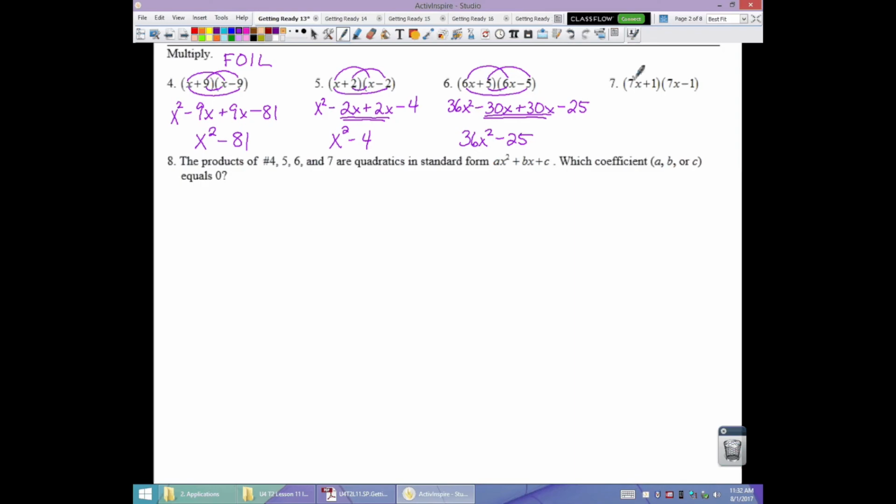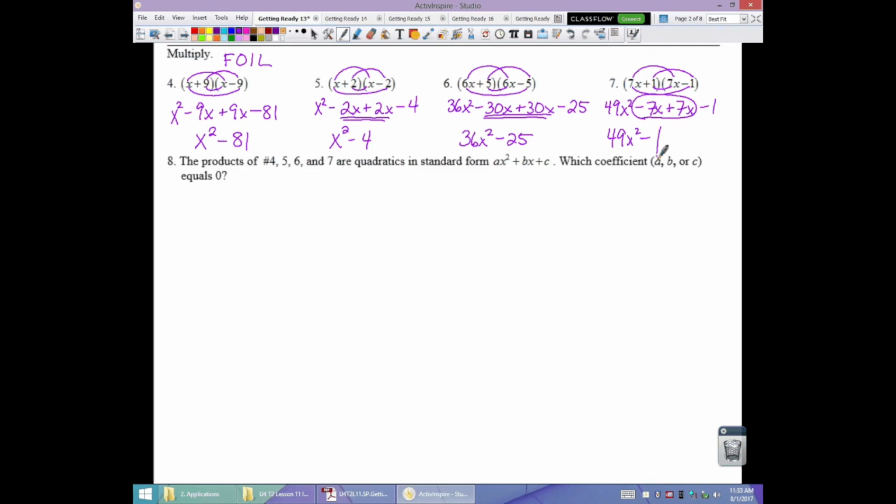And lastly, number 7 here, first times first, 49x squared, outers, negative 7x, inners, positive 7x, and last, minus 1. And just like the previous 3 problems, these middle 2 terms cancel each other out, so we have 49x squared minus 1. Now, we hopefully noticed that the exact same thing happened in each one of those, that the 2 middle terms, the OI part of FOIL, the outers and the inners, resulted in opposites. So those 2 middle terms canceled out, and we were left with just a binomial rather than a trinomial.